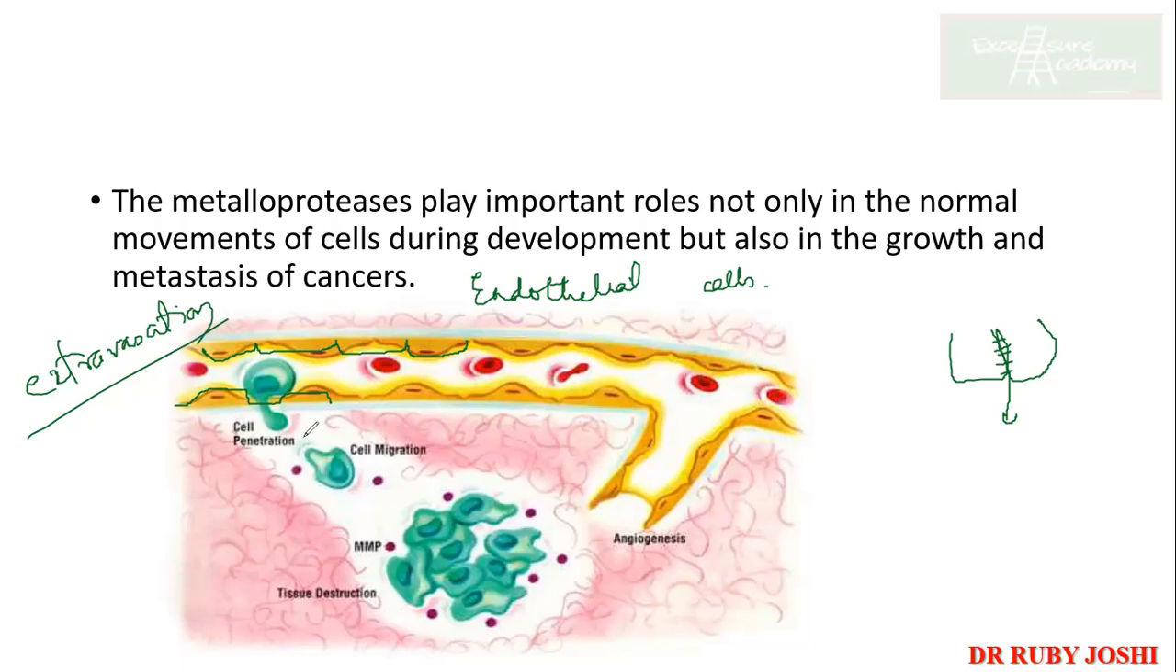Now migrating means, as you can see here, they start clearing the area by secreting MMP. What is MMP? Matrix metalloproteases. Okay, and the tissue destruction is localized wherever the cancer cells are. Now cancer cells also release VEGF, vascular endothelial growth factor. So it is going to induce the formation of new blood vessels so that the oxygen supply and all the glucose which is present over here can be given to the cancer cells. Okay, so angiogenesis means formation of new blood vessels.